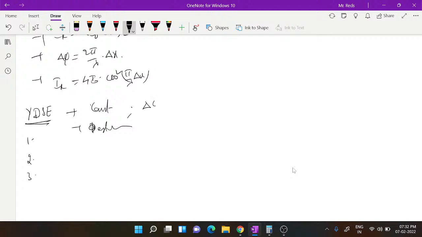For constructive interference, delta phi is equal to an integral multiple of 2 pi, right? For destructive interference, delta phi is equal to (2n minus 1) into pi. Similarly, path difference delta x is equal to lambda by 2 pi into delta phi; the 2 pi cancels, and you get n into lambda. For destructive, it is equal to (2n minus 1) into lambda by 2.